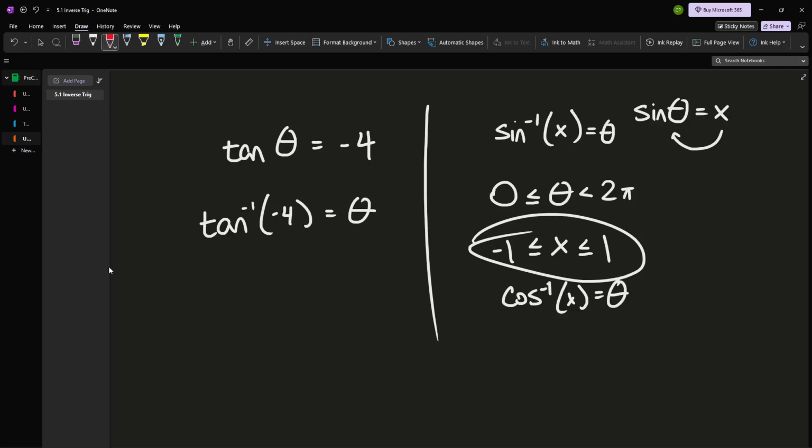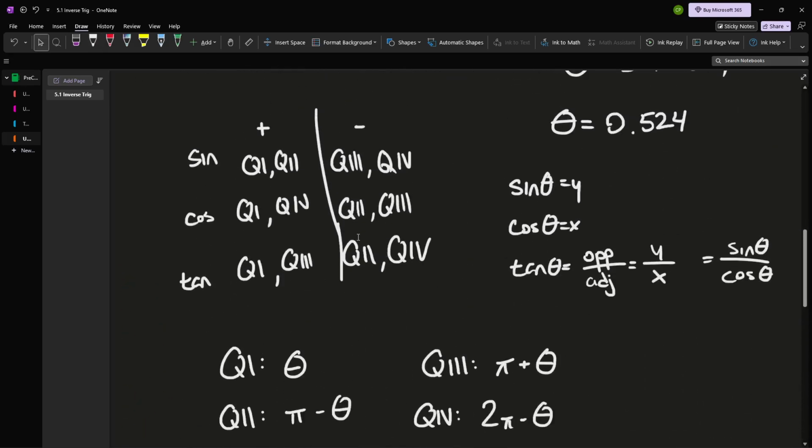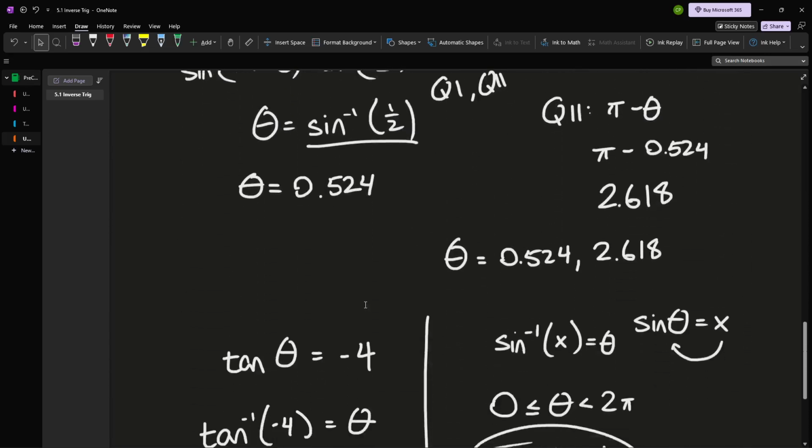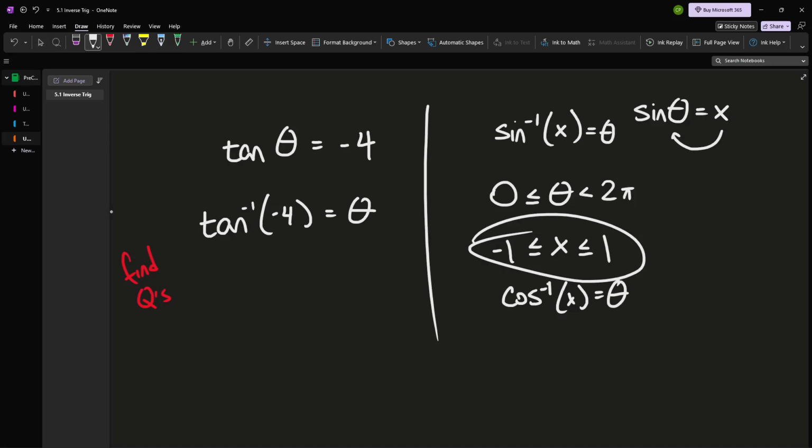Step 1: Find quadrants. My quadrants for negative tangent will be quadrant 2 and quadrant 4. So I mark it down: I have quadrant 2 and quadrant 4.